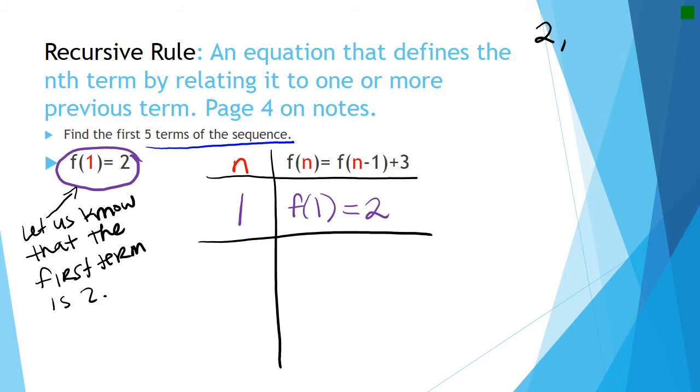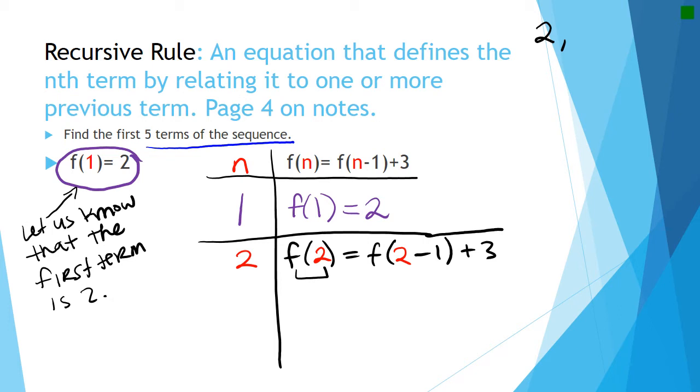Then we're going to go ahead and now look for our second term. And this is where we're going to plug in our information here. Now notice everywhere there's an n, I'm going to replace it with the number that's being replaced. So it's going to be 2. I'm going to plug a 2 here, 2 here. Now, this is saying the second term.